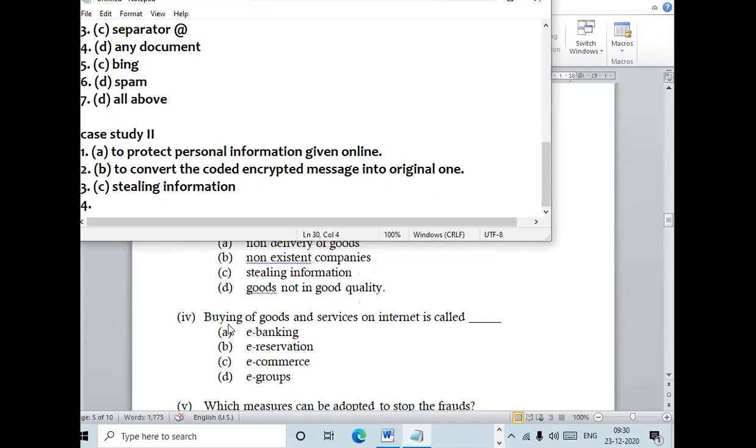Next, buying of goods and services on the internet is called: e-banking, e-reservation, e-commerce, or e-groups? E-commerce.